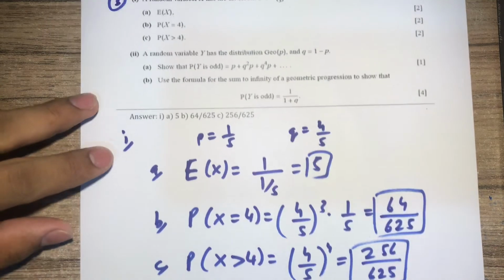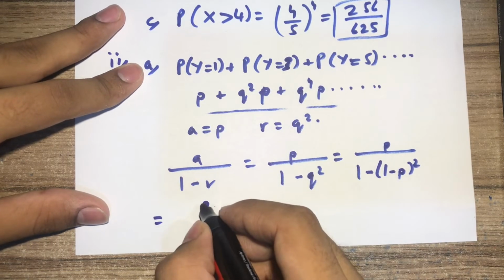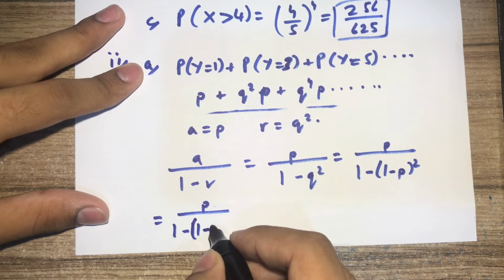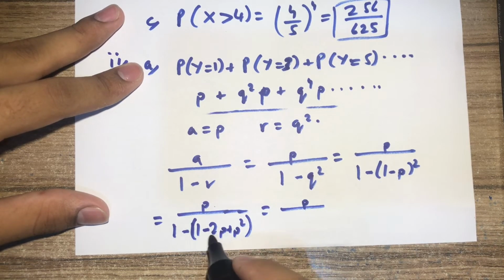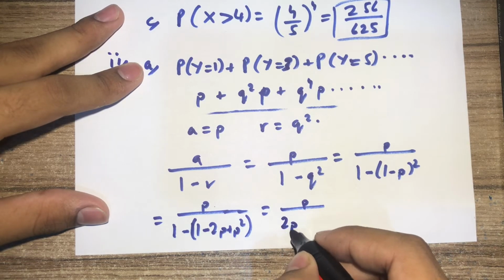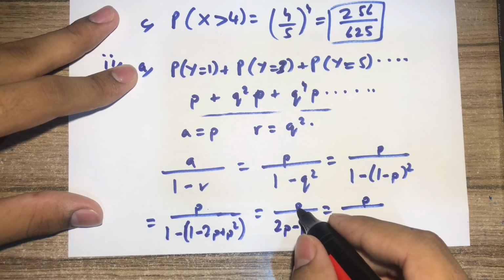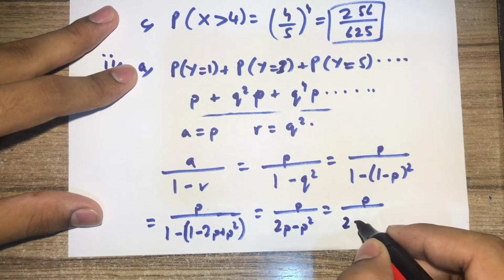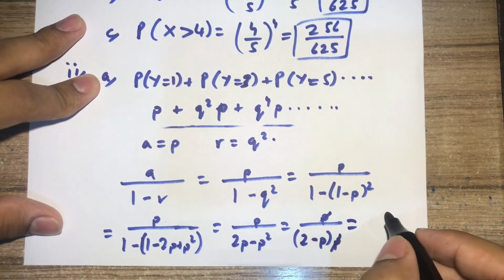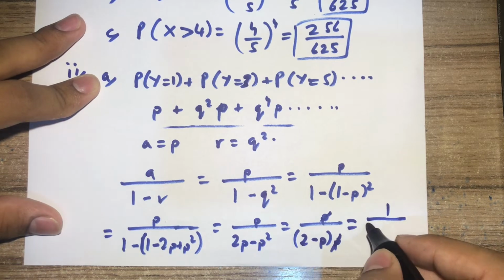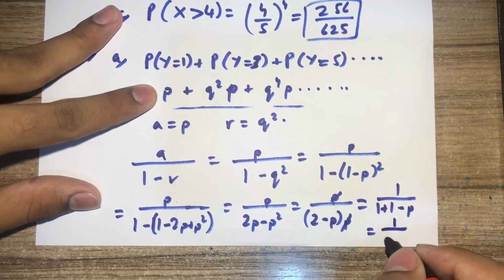Q we know is 1 minus p. So q squared we can replace by (1 minus p) whole squared. So p upon 1 minus (1 minus 2p plus p squared) equals p upon 2p minus p squared. I can write this as p times (2 minus p), if I take p common, and p and p will get cancelled. I can write this as 1 over 2 minus p, so 1 over 1 plus (1 minus p). 1 minus p is q, so this becomes 1 upon 1 plus q.